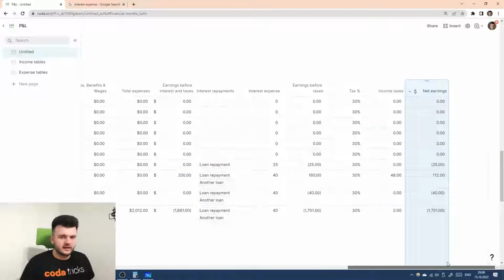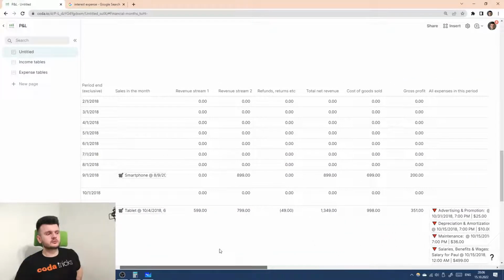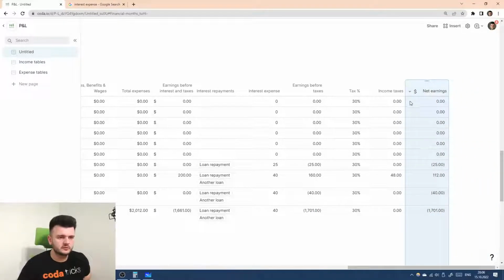And there we have a P&L in Coda, the Coda way. This is how we have all sorts of data flowing into this summary table. And since everything is formulas, it's getting recalculated live, which could be a problem once you start having a lot of data.